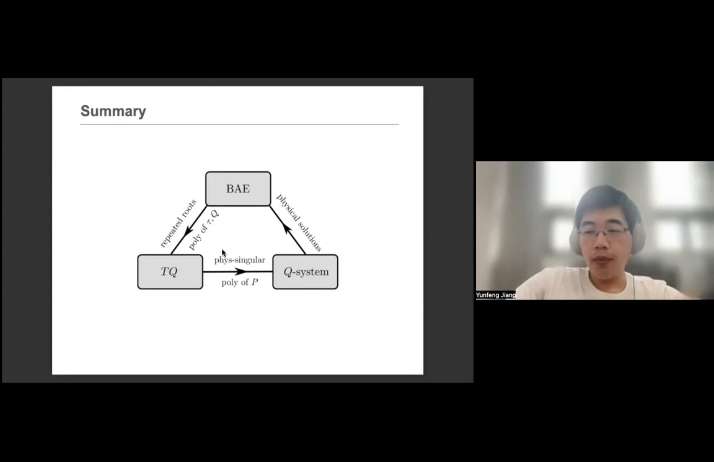Okay, so then let me go to the spin S case.